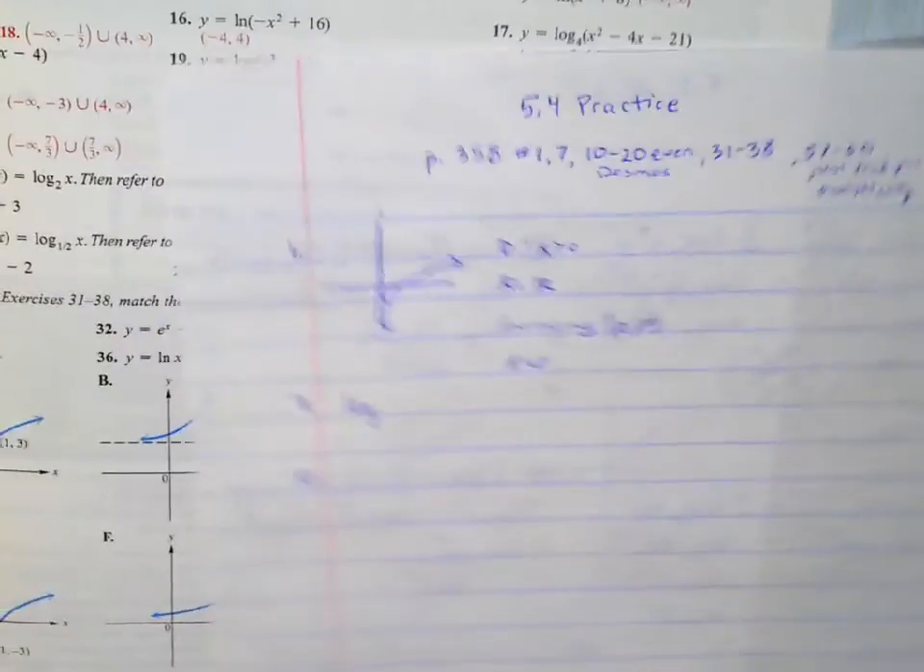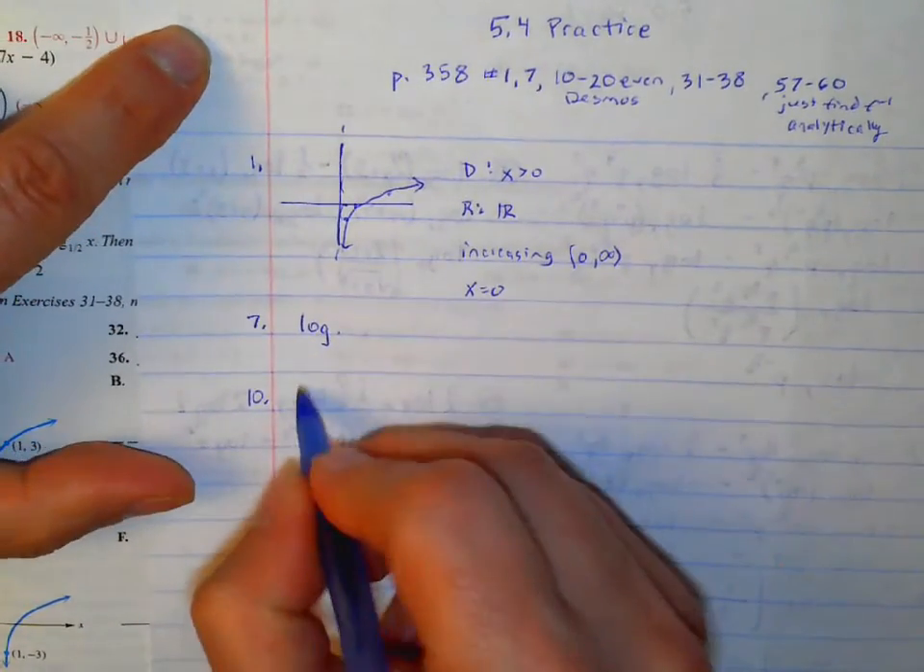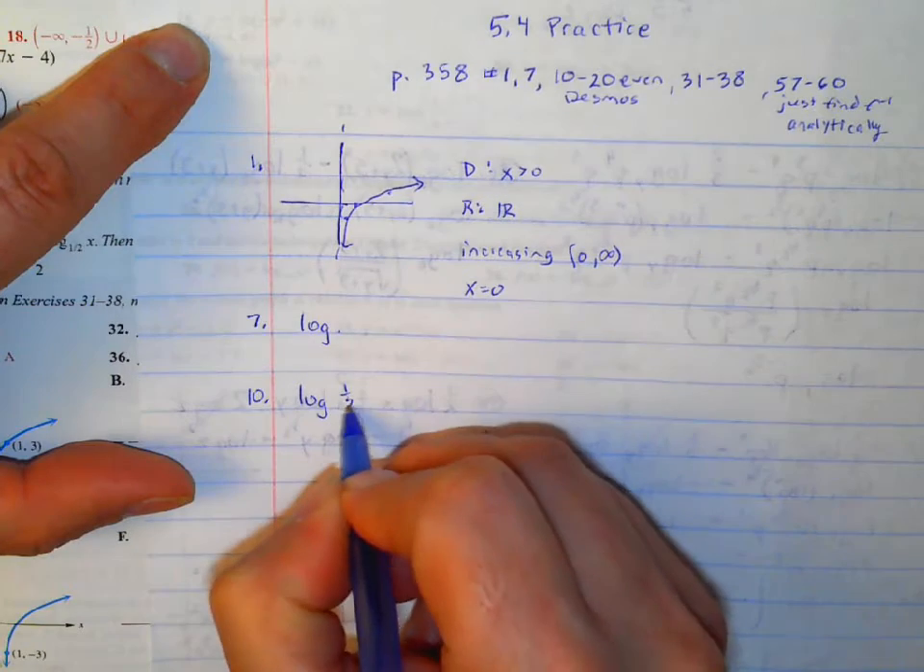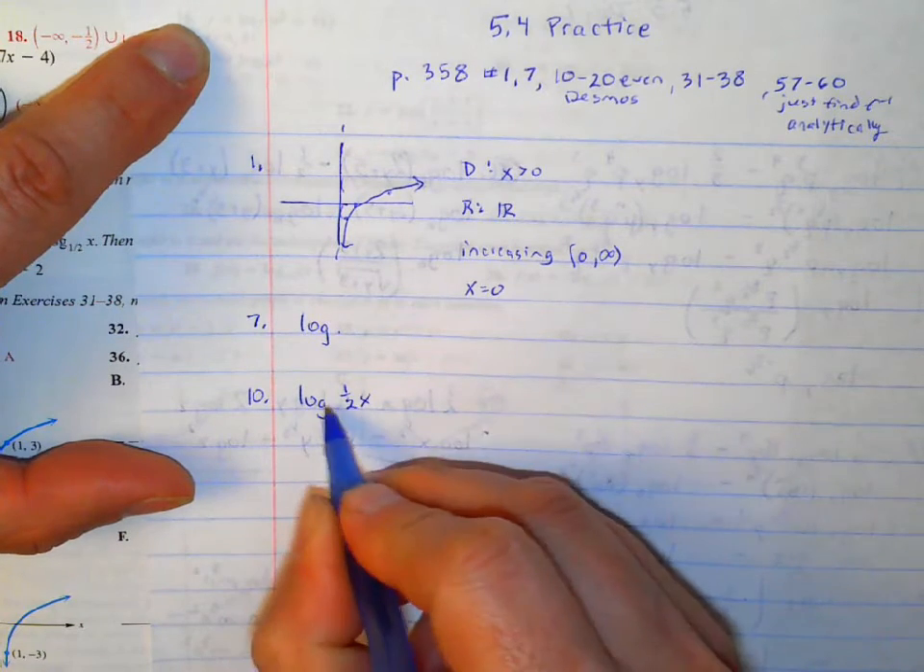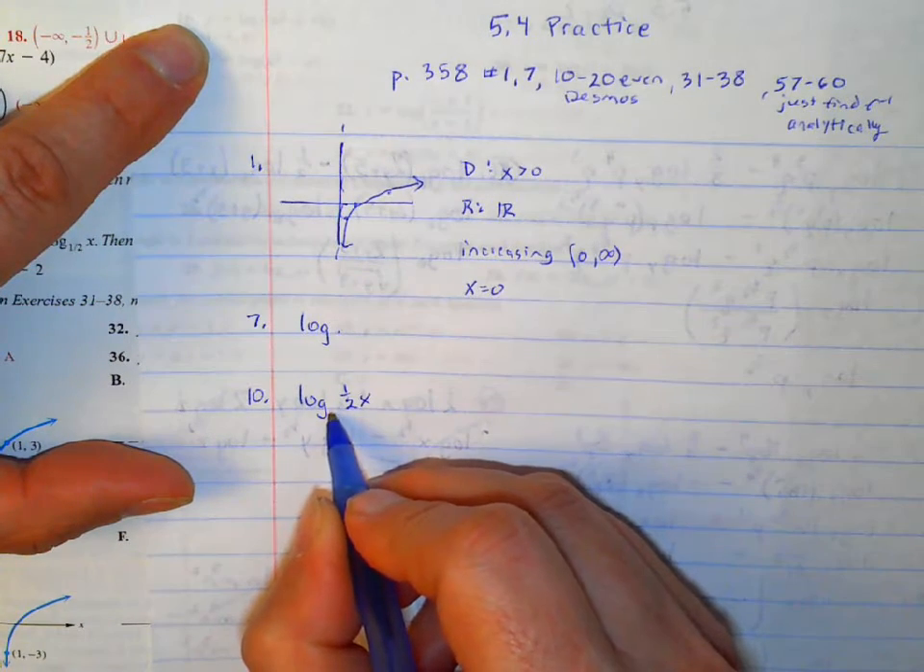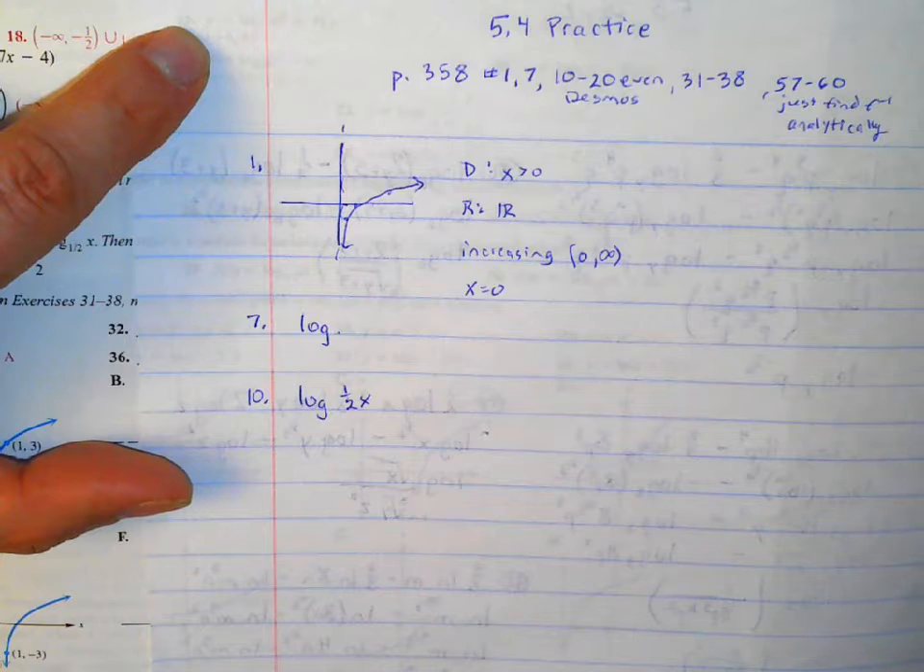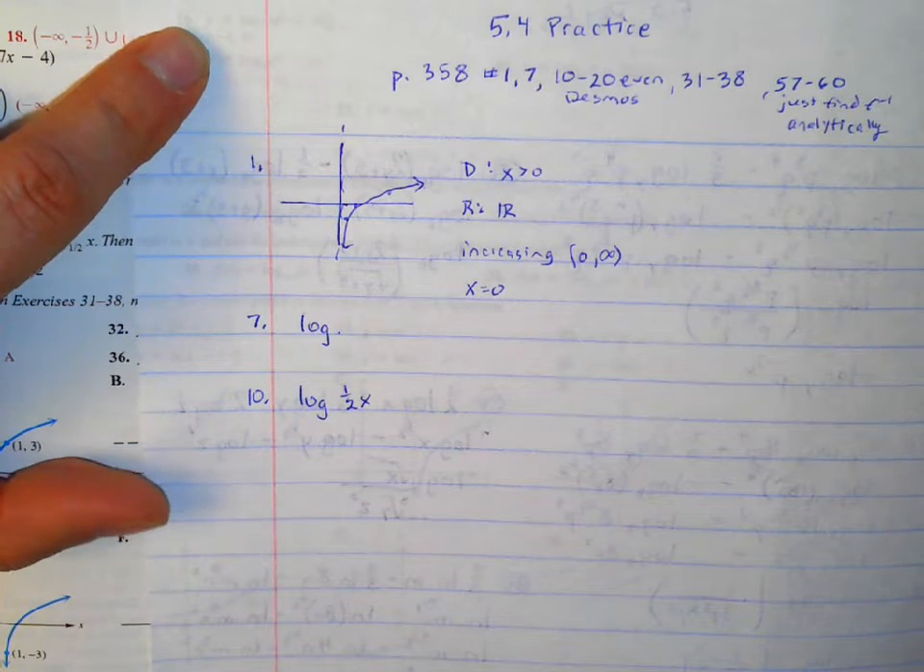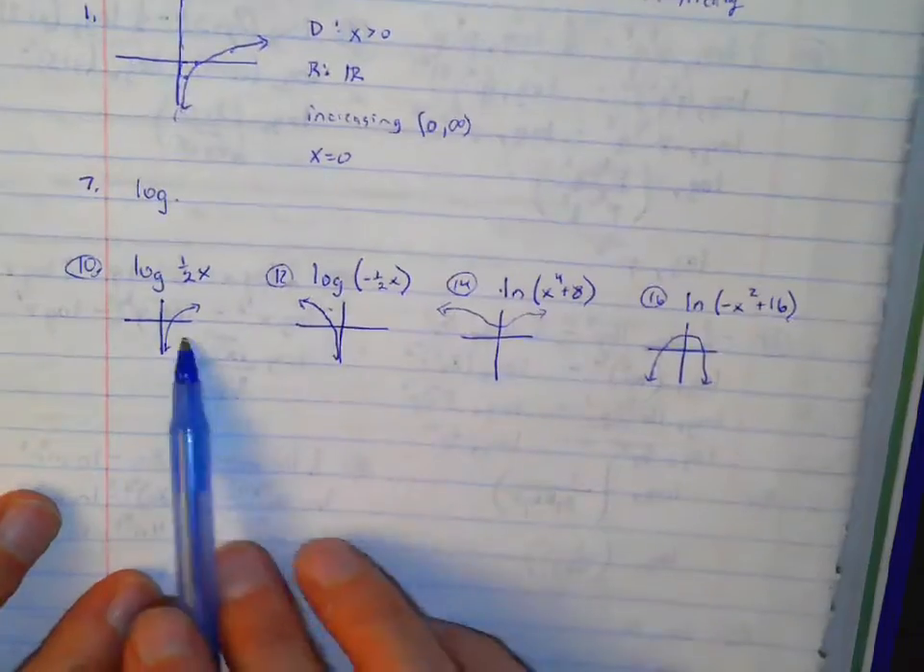Okay, number 10, log of 1/2 x. Remember, if it's just log, it means it's base 10. But I want you to graph this on Desmos and look at the graph and see what that looks like to find its domain. Okay, so by looking on Desmos, this is what these look like.